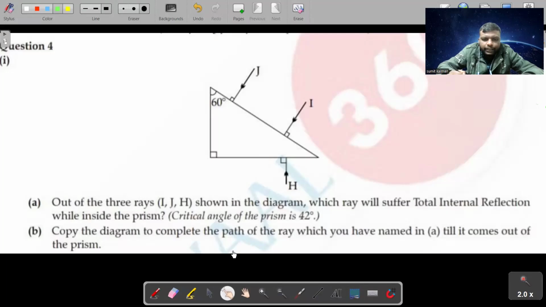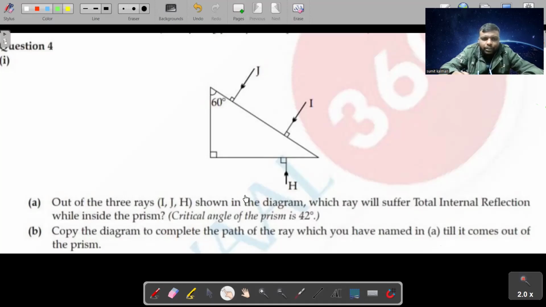The problem is like this. Out of three rays I, J, H shown in the diagram, which ray will suffer total internal reflection while inside the prism? And the critical angle of the prism is given, and it is 42 degree. Copy the diagram to complete the path of the ray which you have named in A till it comes out of the prism.